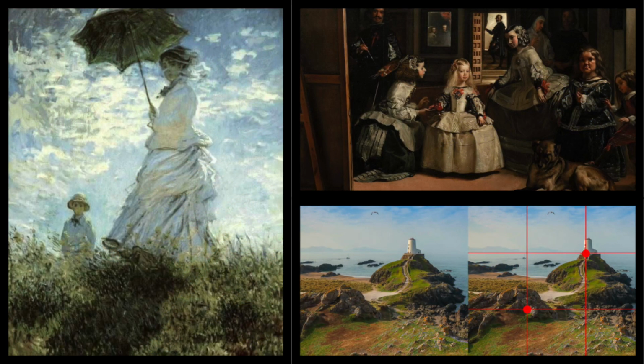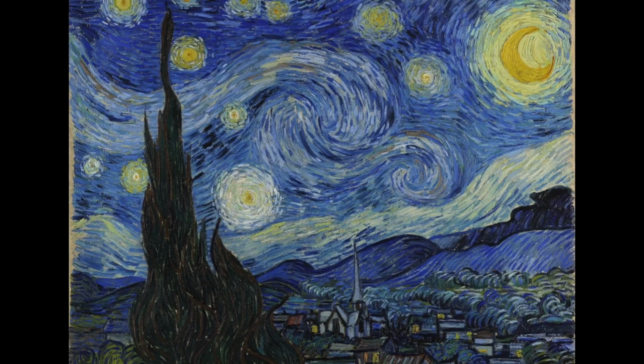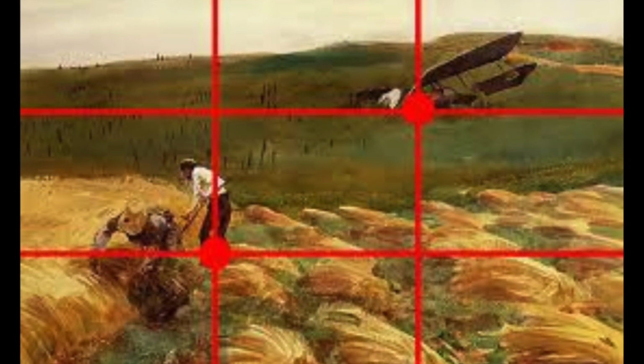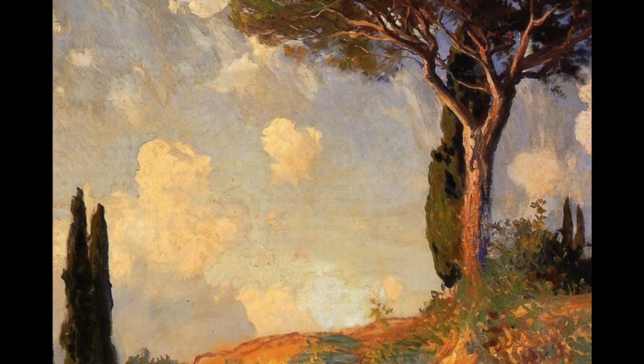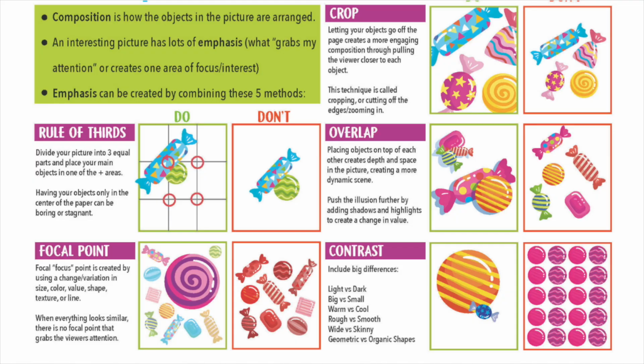Composition refers to how different elements are arranged in an artwork. Learning how to create a dynamic and interesting composition can help us better communicate, guide how others see our art, and create focus or interest. There are 5 main elements to consider when creating a composition that grabs attention.